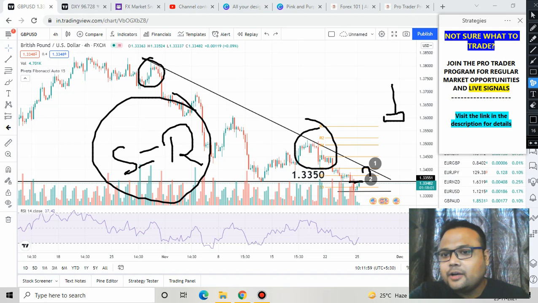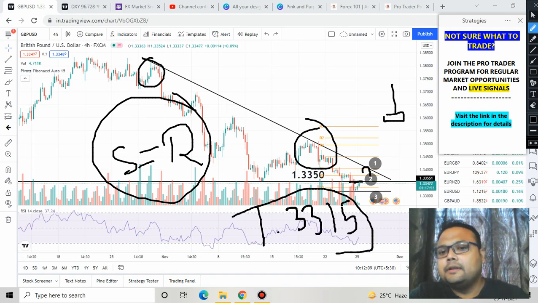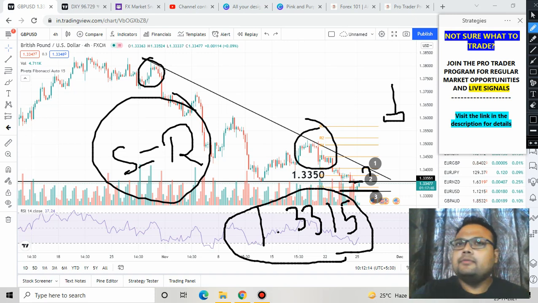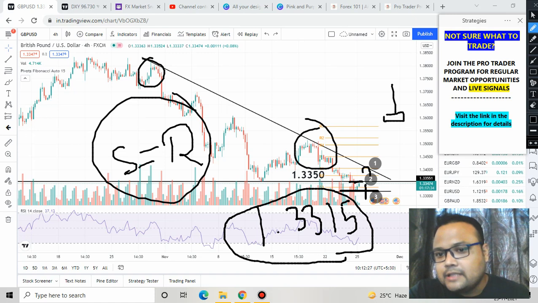And the third trading opportunity is taking a sell position below the 1.3315 level. Yes, you can take a sell position below this level. If you see sudden selling pressure in the market, if you see DXY getting bullish again, DXY going up, obviously there will be some fresh selling on GBP USD, and the market will break the level and start going down. Then you can take a sell position. So these are the trading opportunities on the GBP USD chart that I see right now.